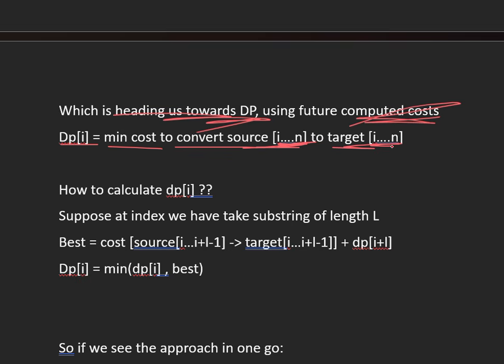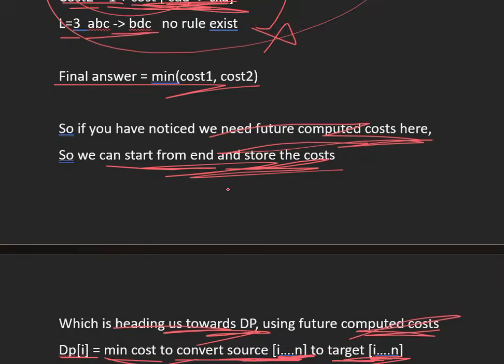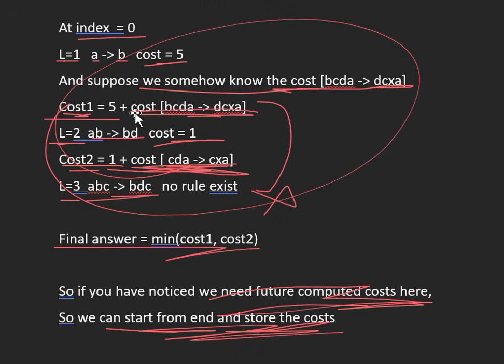So DP of I, like the value at index I in the DP array, will tell us the minimum cost to convert source array from index I to n to target array from index I to n. Minimum cost, right? So suppose here DP of BCDA to DCXA is present, then our answer will be DP of 0 is equal to 5 plus DP of this index, right?